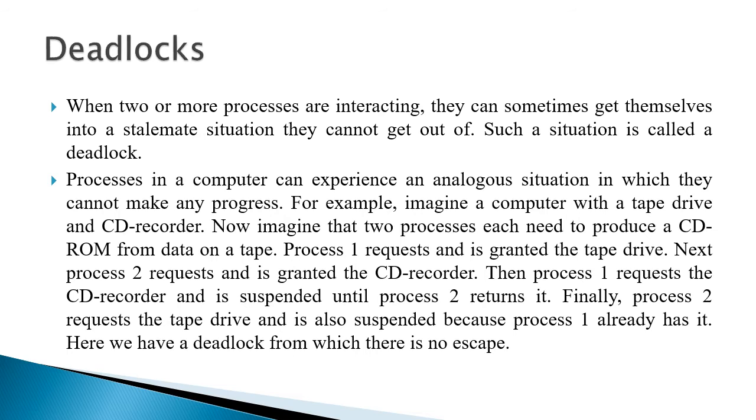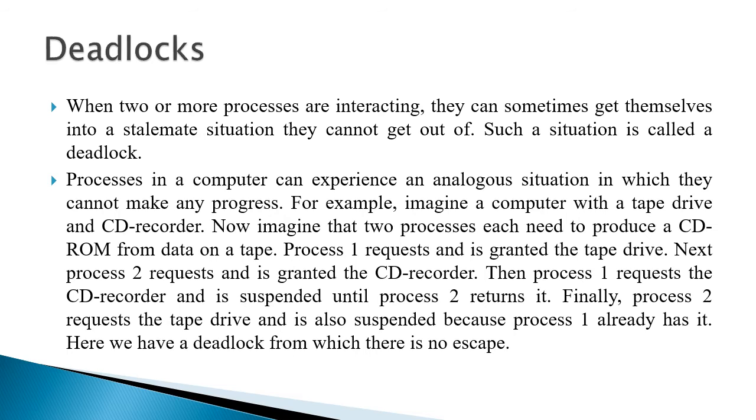So when two or more processes are interacting, they can sometimes get themselves into a stalemate situation they cannot get out of. Such a situation is called a deadlock. Be able to give examples concerning this statement so that it will be easy for you to understand what we're simply talking about here.